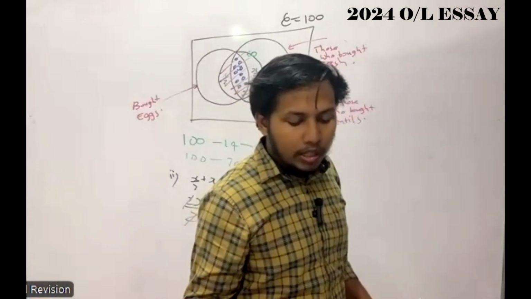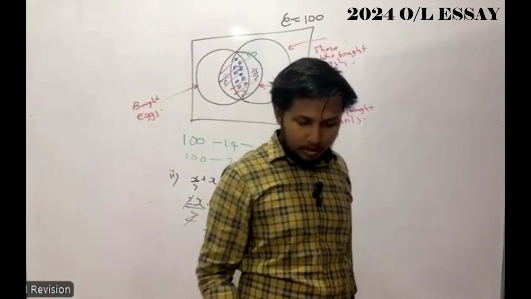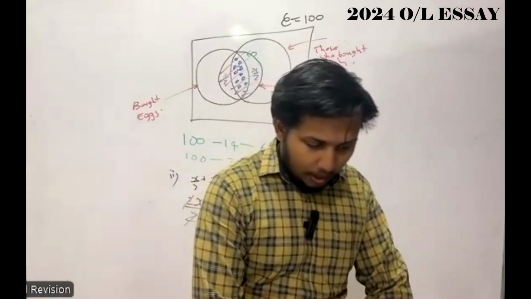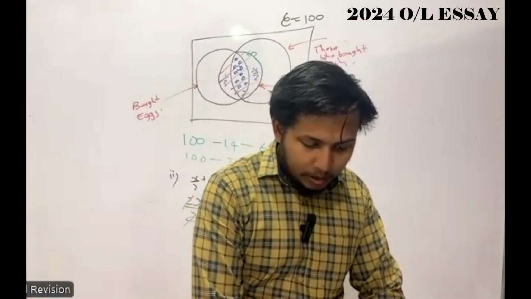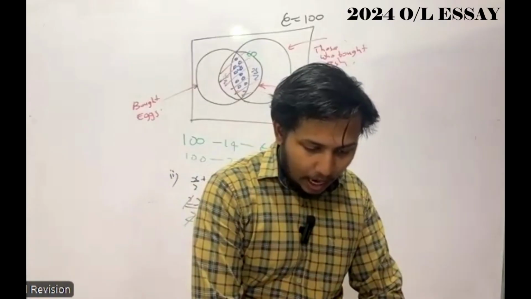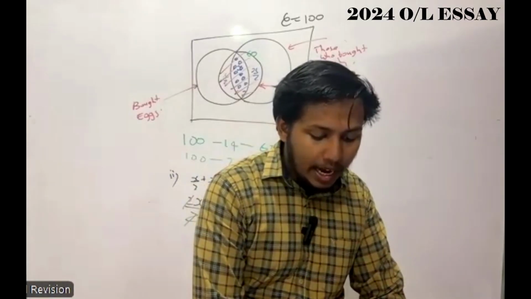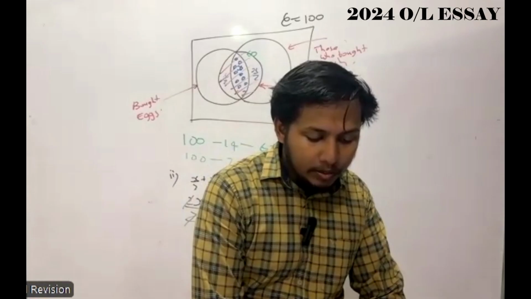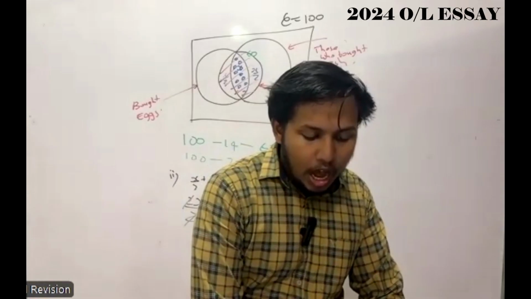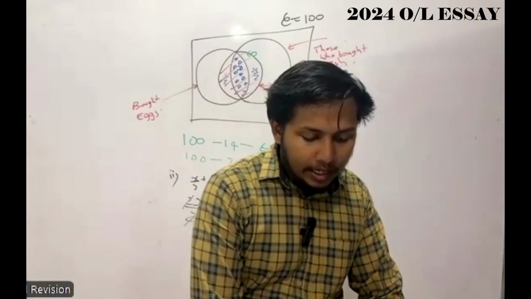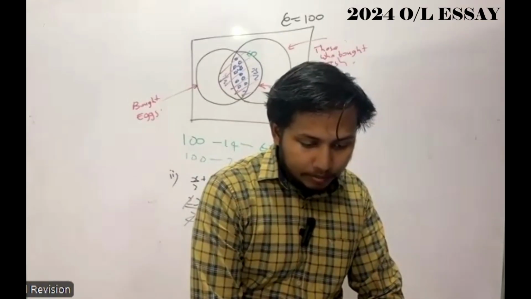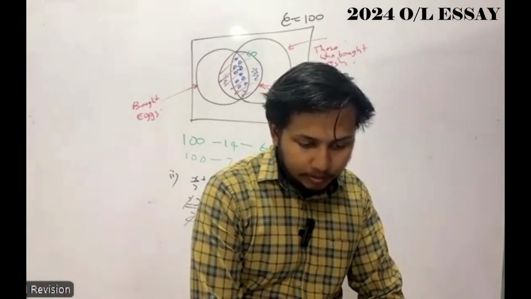How many customers bought all these three items? That is 30. Right. Next one. If the number of customers who bought only eggs and lentils is twice the number of customers who bought only fish and lentils, how many customers bought eggs and lentils? Okay, how to do that question?